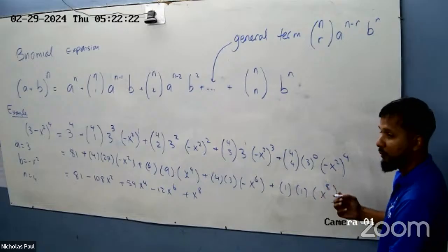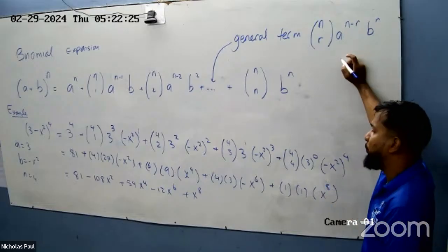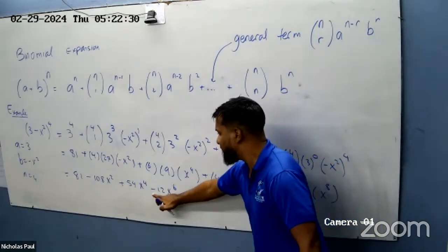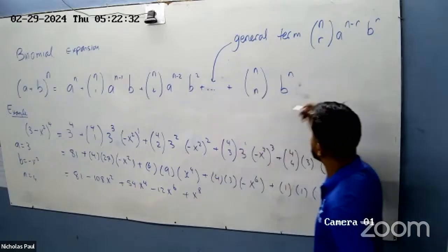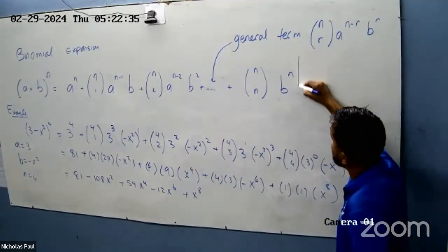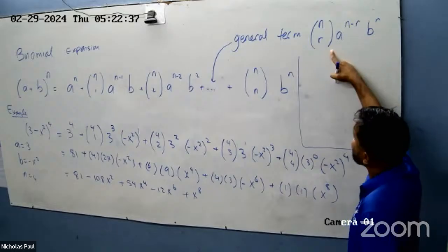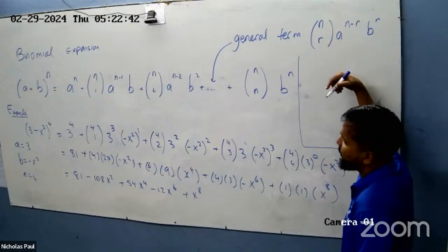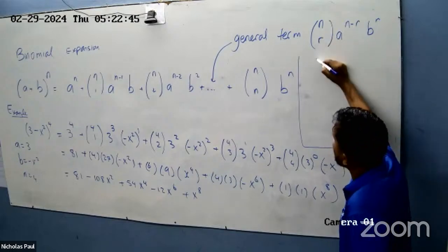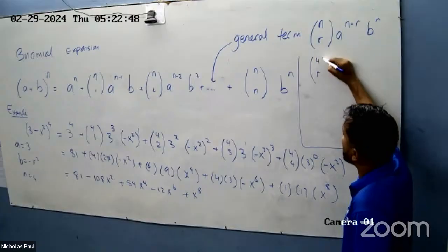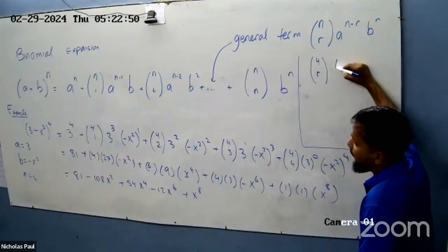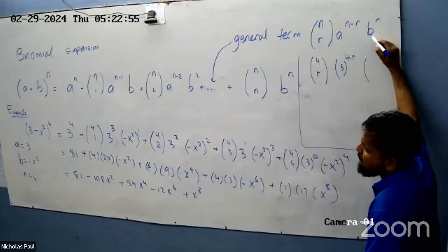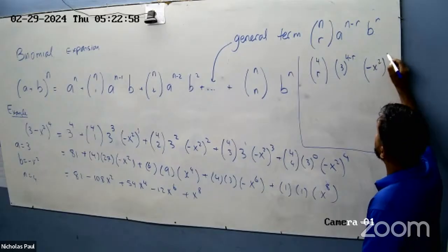Right, all right, guys. So suppose you don't want to do all of this, and I ask you, what's the coefficient of x to the 6? Here's what you just do. Come to the general term and try to figure out which term it actually is. We know n is 4. We don't know r. Let's assume we don't know r. This one is 0, a is 3, this is 4 minus r, and b is minus x squared to the power of r.